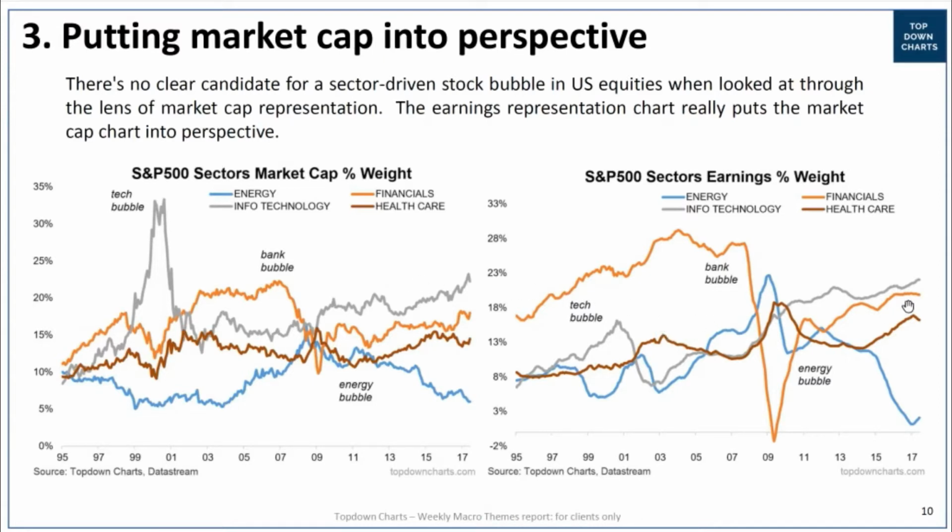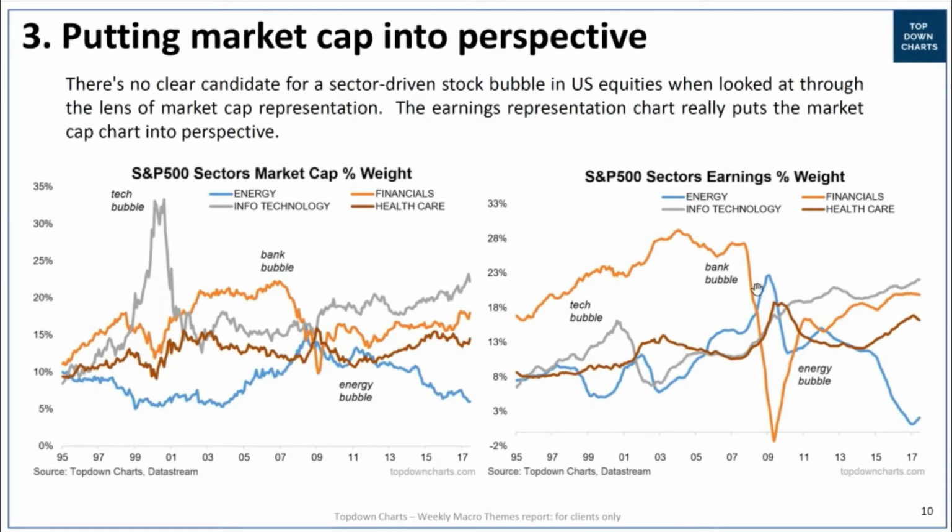But you'll notice if you look at that grey line through time, rather than a spike like we saw during the .com boom, there's been really just a steady uptrend. So it's more of a structural shift there rather than a cyclical swing. Energy is probably the other one that sticks out on that chart.